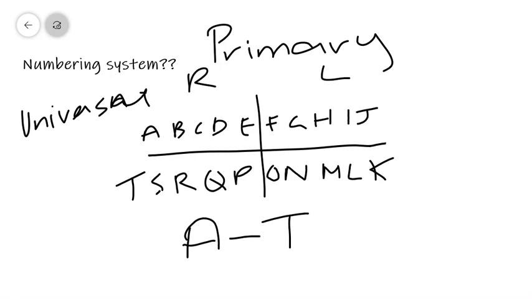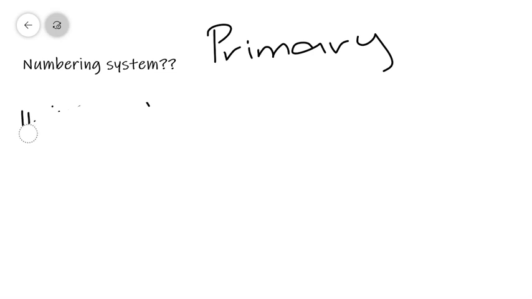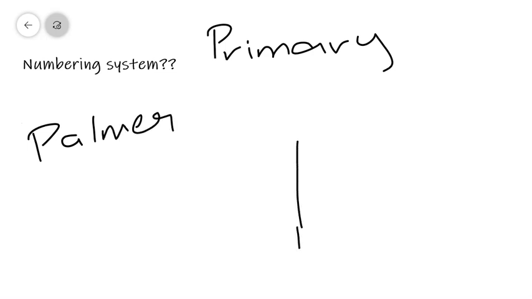Okay, now we'll use the same quadrants, and now we'll talk about the Palmer system that is used for the primary dentition. So I'm going to write down the Palmer numbering system. It's also very simple, it doesn't have much variation, but one thing is different about it.